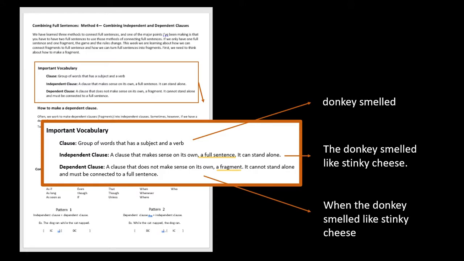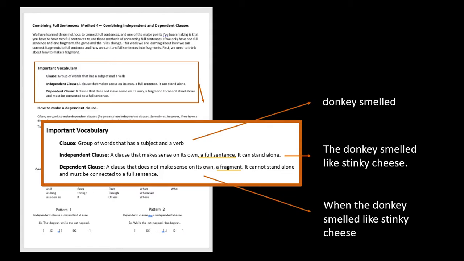A dependent clause is a fragment. It is a clause that does not make sense on its own. So it has the subject, donkey, it has the verb, smelled, but what's wrong with it is it fails the part of the full sentence test. Does it make sense on its own? In this case, it fails because there is a word added to the beginning of it that breaks the full sentence, that makes it dependent.